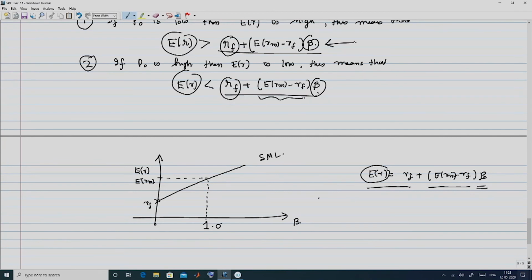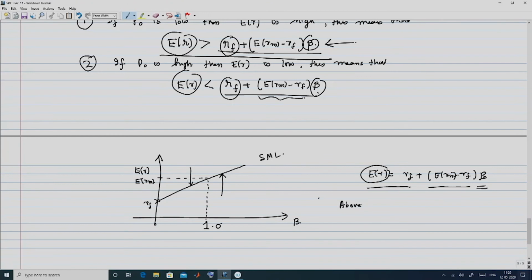What happens here is that if your E of R is greater than the value given by the security market line, this means that the expected return lies above the security market line. That means that the price is low and the price has to increase, and the market will correct itself to increase it. Likewise, when E of R is less than the SML value, then this means that the price P0 is too high, and it needs to come down in order to attain the market equilibrium given by CAPM.